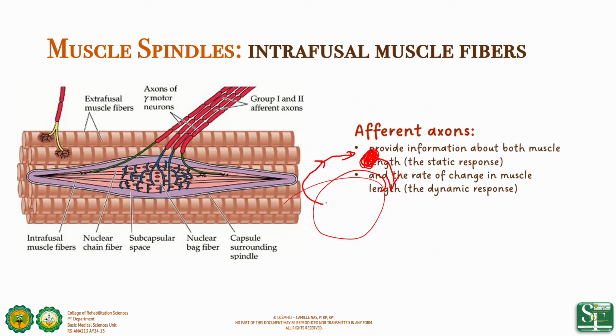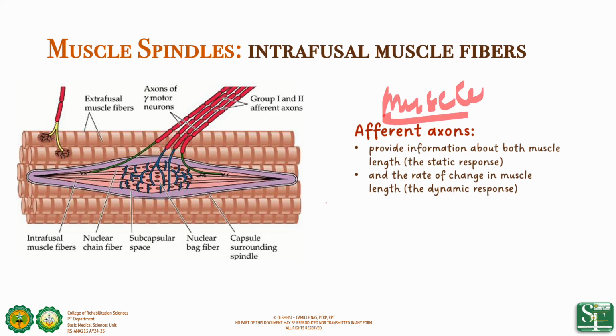Okay, so the afferent axons muna. Afferent axons provide information about both muscle length and rate of change in the muscle length. Okay? So, si intrafusal or the muscle spindle, specific sa muscle. Okay? Muscle lang ang inaalam nito. Okay? Iba kasi kay tendon.